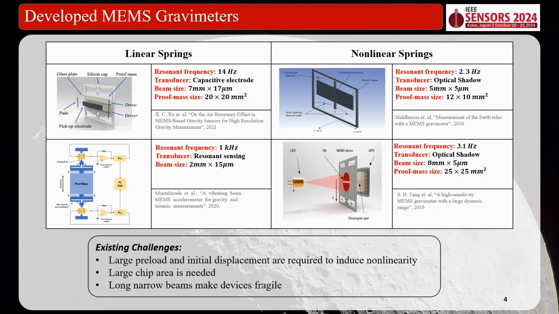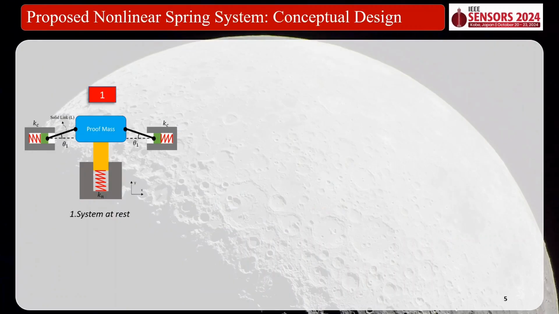The existing challenges are the large preload and initial displacement required to activate the nonlinearity of these two devices, which means that to soften the springs, we have to apply a large force. A large chip area and large proof mass are needed, and the long, narrow beams make the devices fragile and vulnerable. So we came up with an idea for the nonlinear spring system.